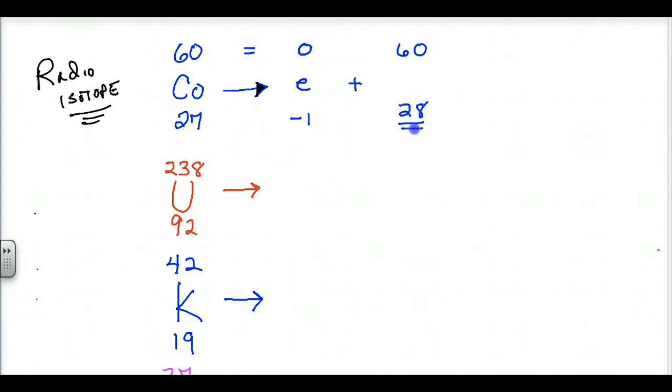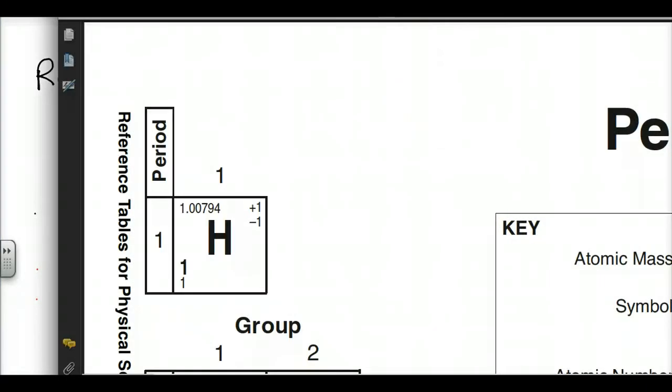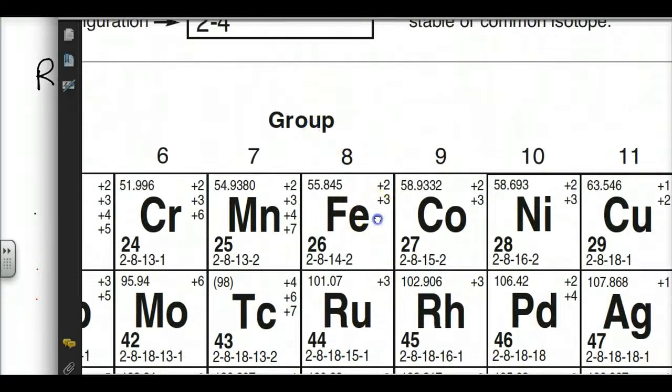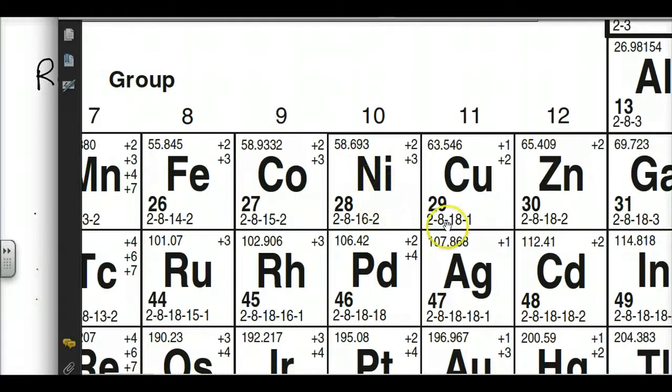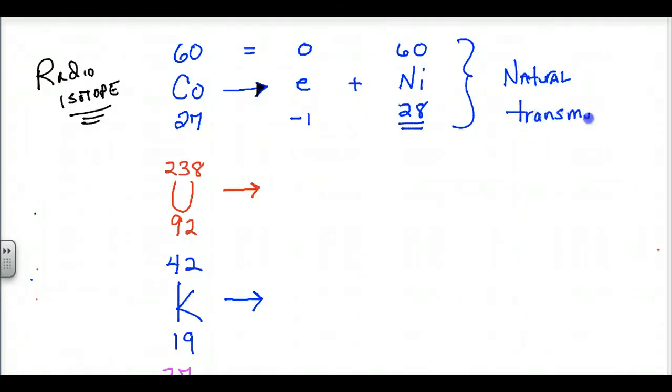And now we have element 28. Now we have to find that on our reference tables, or our periodic table. If we go to our periodic table and find element 28, we'll see that it's nickel. And that's all there is to it. That's Ni. And that's a completed nuclear equation showing natural transmutation. This word transmutation is talking about the idea that the unstable nucleus is becoming more stable.